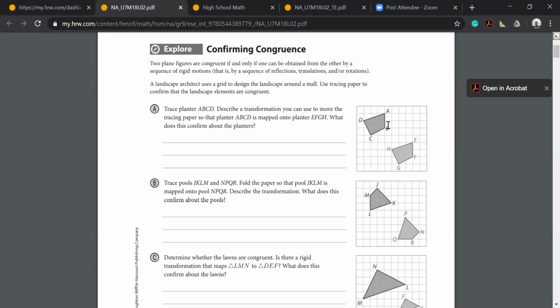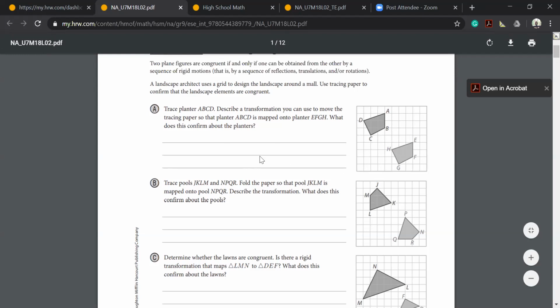Became E. Let's count. 1, 2, 3, 4. So 4 down. And 1, 2, 3, 4. And 4 right. So this is what we did. I moved 4 down and 4 left. So what happened here? I translated 4 down and 4 left. So this is what we are going to be writing in question A.